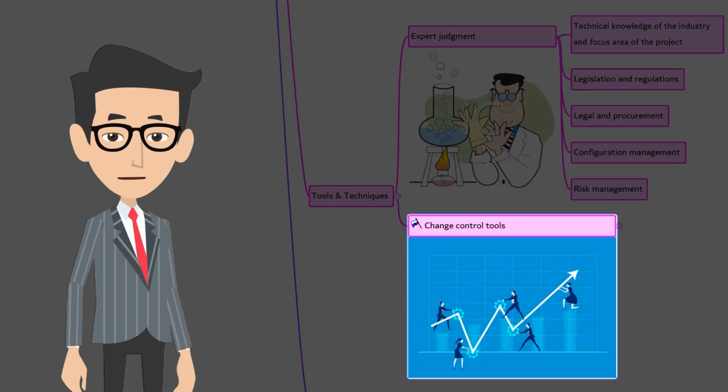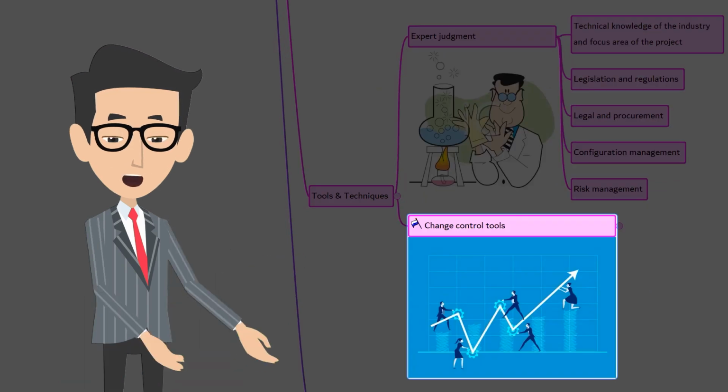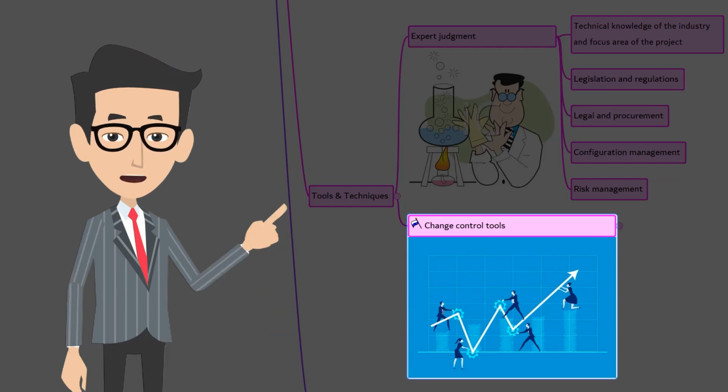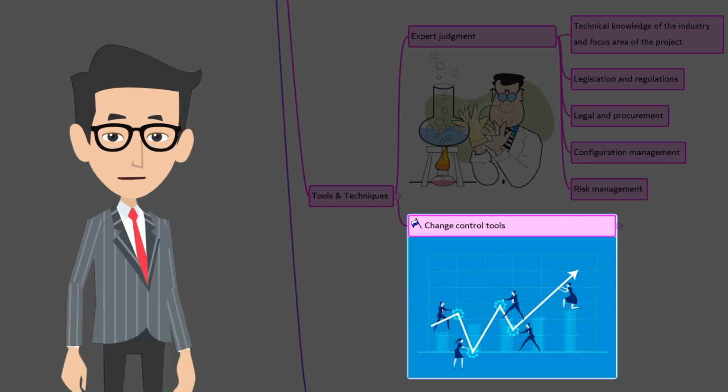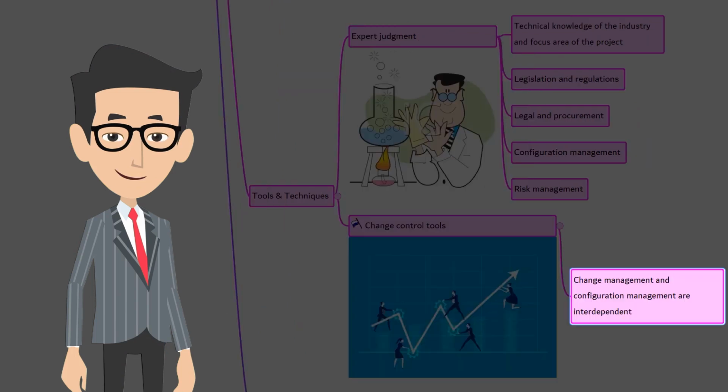The next one is change control tools. The change control is focused on identifying, documenting, and approving or rejecting changes to the project documents, deliverables, or baselines. The change management tool should be based on the stakeholders and organizations and environmental conditions and constraints. By the way, configuration management is all about tracking the changes. Changes and configuration management are interdependent to each other. So, while identifying the change control tools, it's also very important to focus on the configuration management.